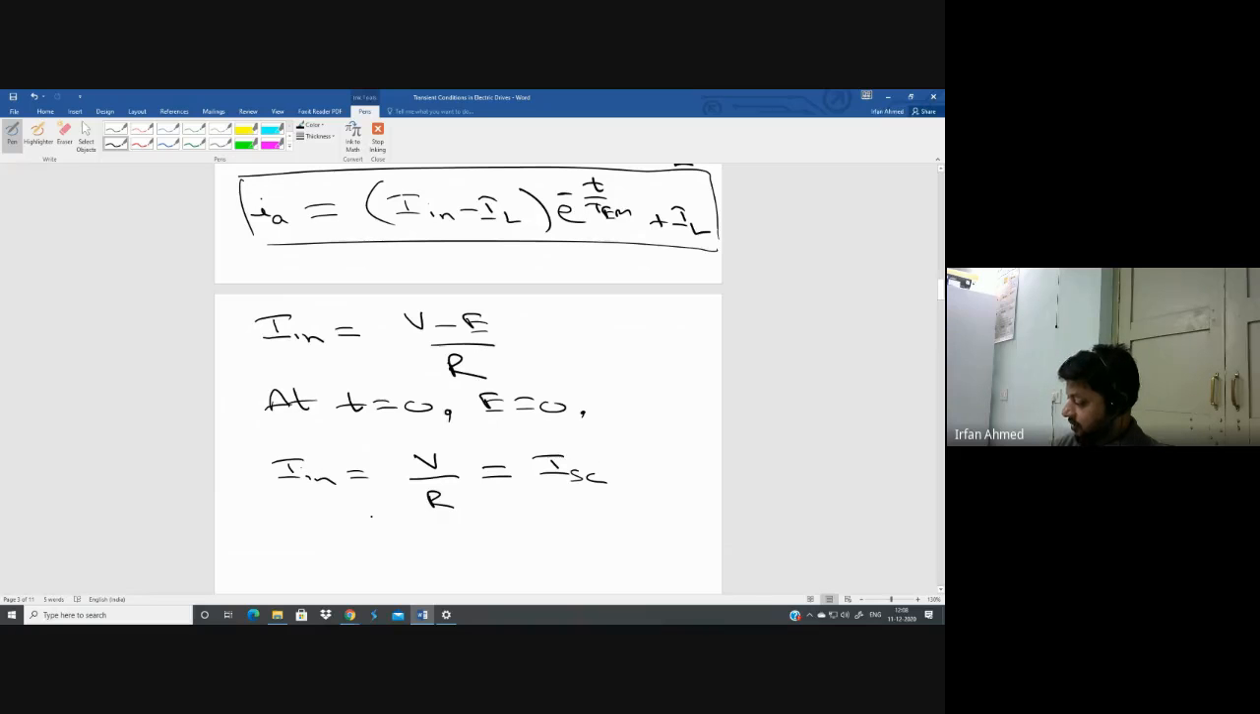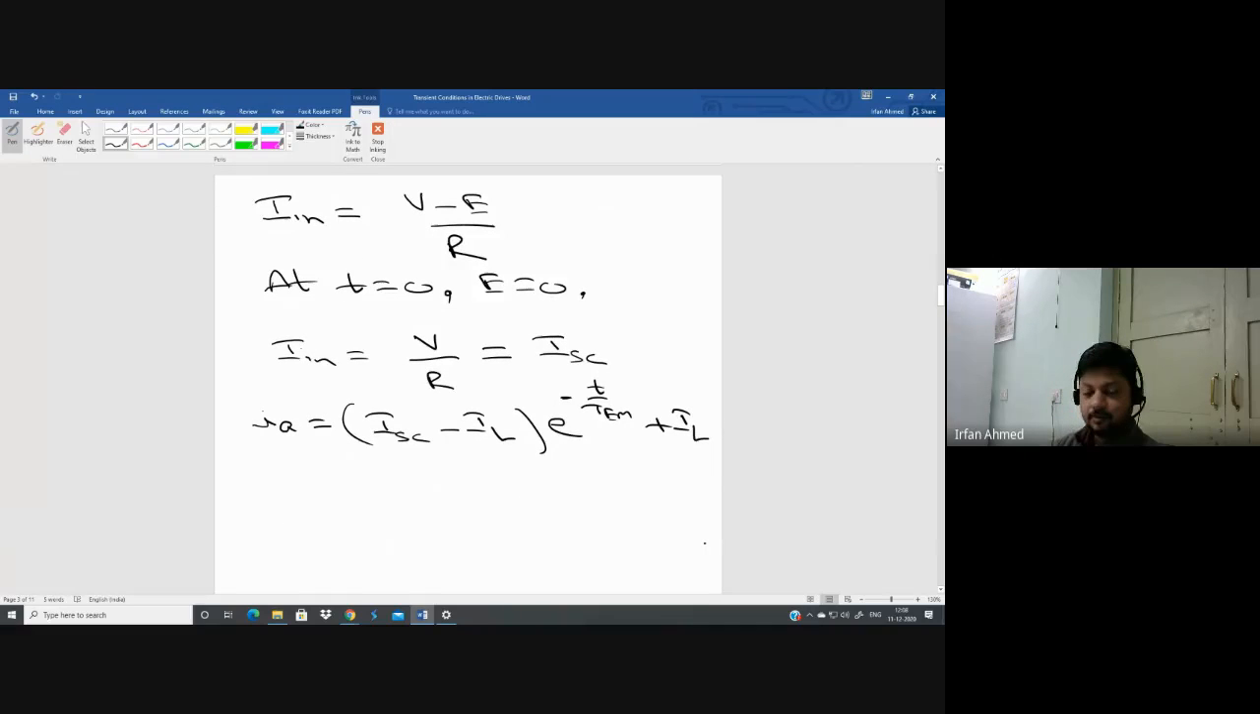Correct? And so in that case, your IA becomes equal to short circuit current minus IL e to the power minus t upon TEM plus your load current IL. Okay. Also, if your motor is starting at no load, then IA is simply equal to ISC e to the power minus t upon TEM. Okay.